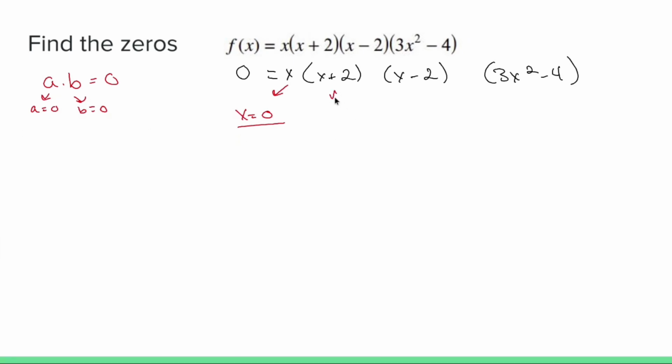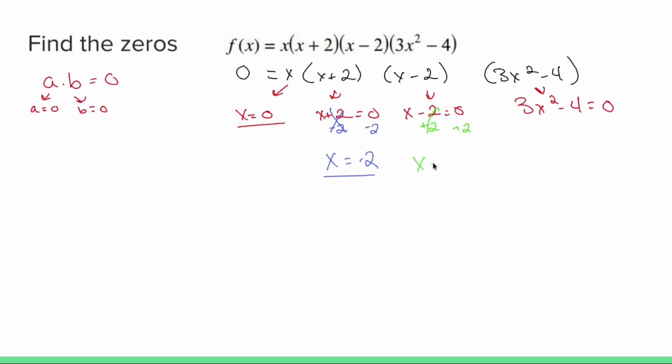x plus 2 equals 0, x minus 2 equals 0, and 3x squared minus 4 equals 0. So for this, subtract 2, cross you out. x equals negative 2, that's my second possible answer. For this one, add 2, cross you out. x equals 2 is my third possible answer. This one's going to require a little bit of work.